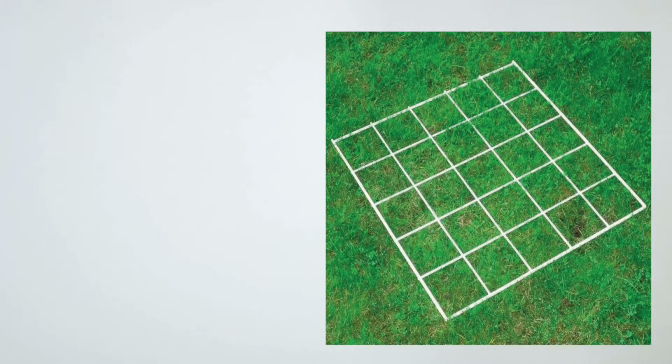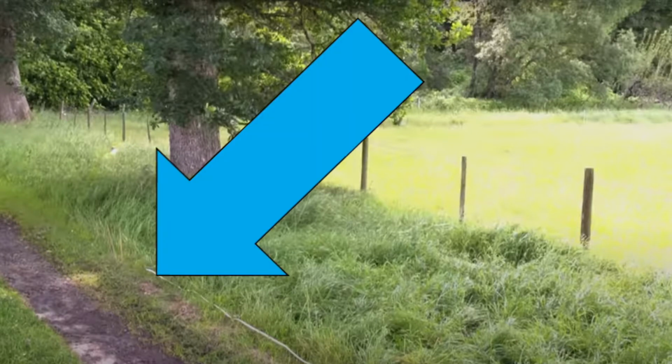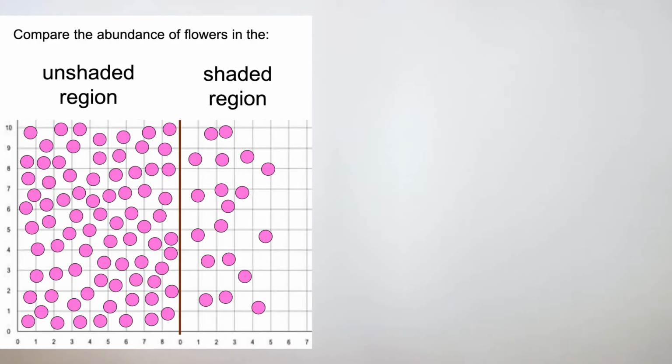Quadrats can be used to compare the abundance of plants in a field. So you can compare the abundance of plants in a shaded area compared to an unshaded area.